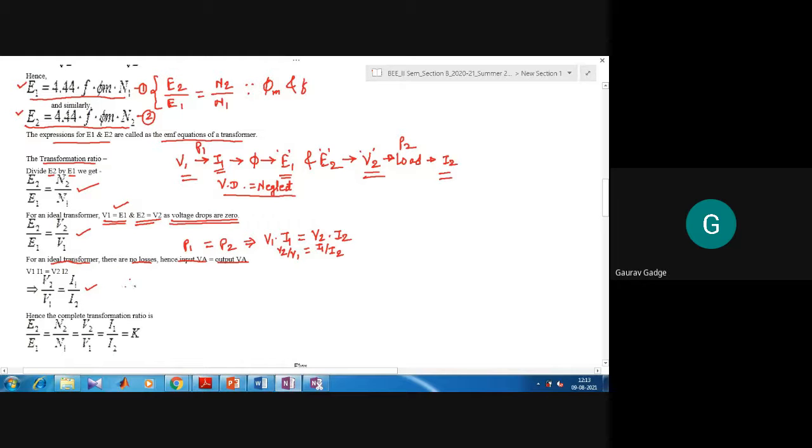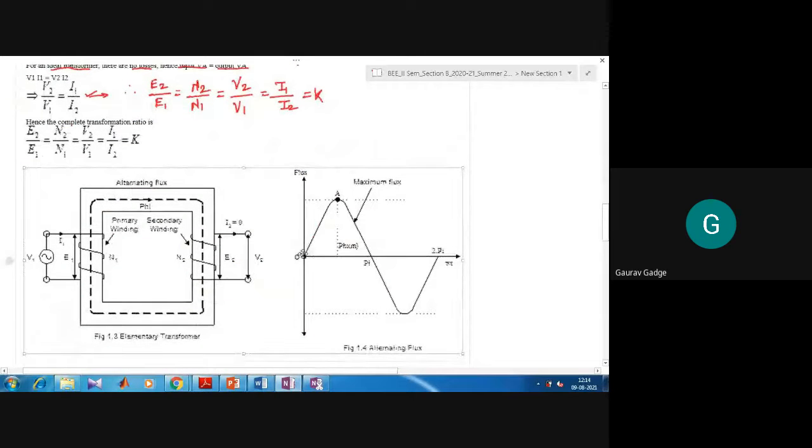Now combine all the three expressions. What do we have? E2 upon E1 is equal to N2 upon N1. We are writing the first ratio. पहला रेशियो हमने लिख लिया. Now write down the second ratio. It is V2 upon V1. And write down the third ratio. It is I1 upon I2. And what is that? It is equal to transformation ratio K. That's all with this transformation ratio and EMF equation.